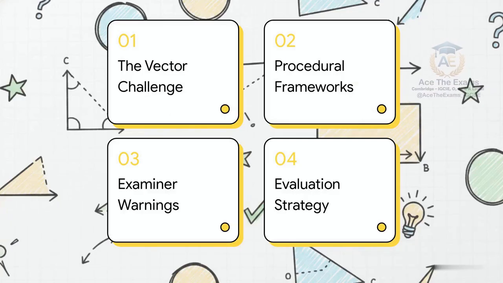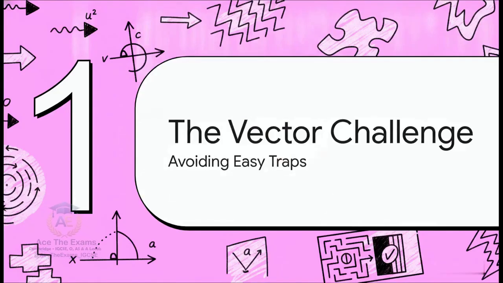So here is our roadmap for today's session. We've got 4 crucial steps to cover to set up your insider's playbook and guarantee you won't lose easy marks on your exam. First, we'll tackle the vector challenge. Second, we'll build out your procedural frameworks. Third, we'll look at the top examiner warnings. And finally, evaluation and strategy. Moving right into section 1.